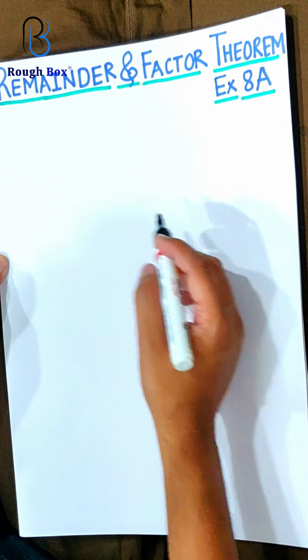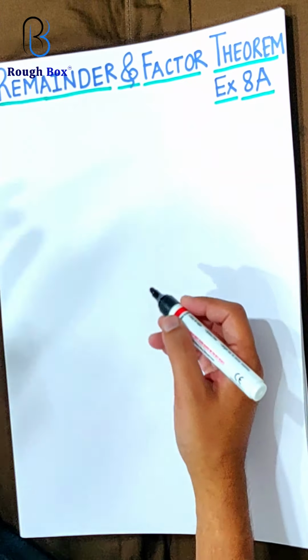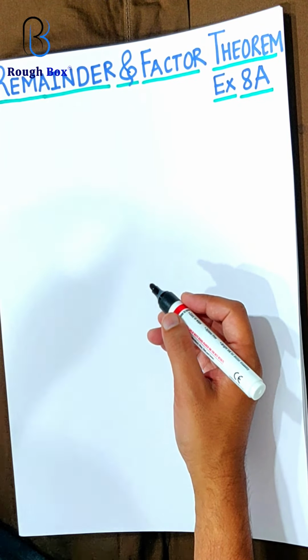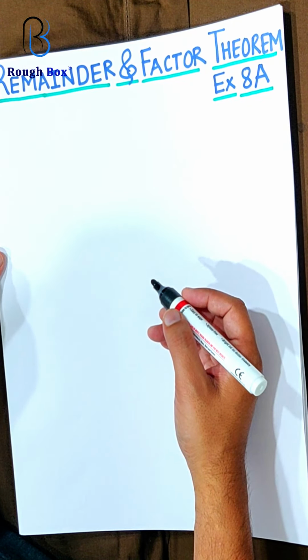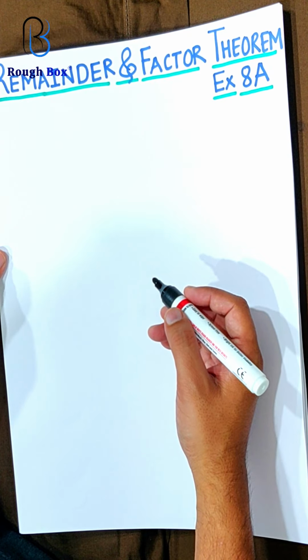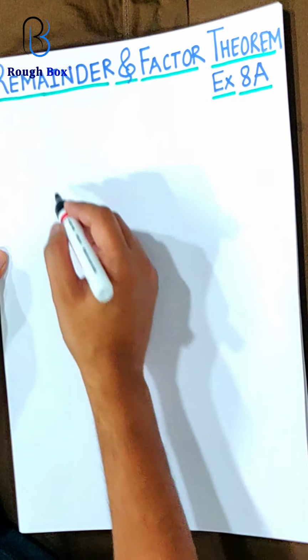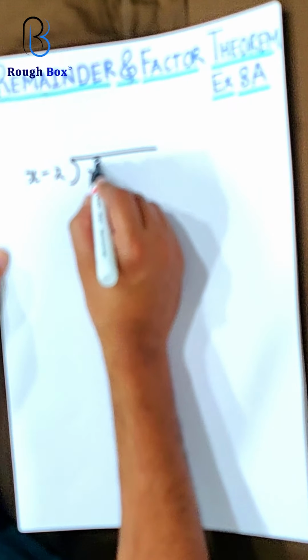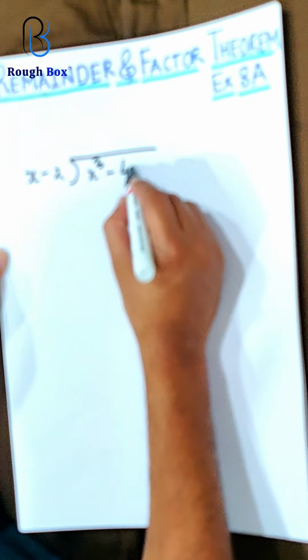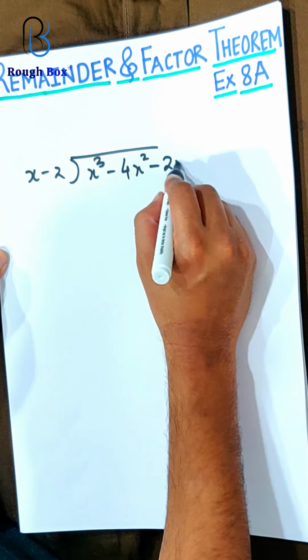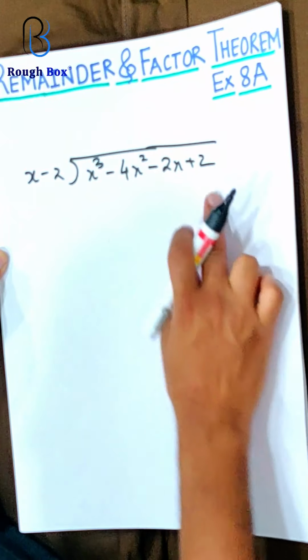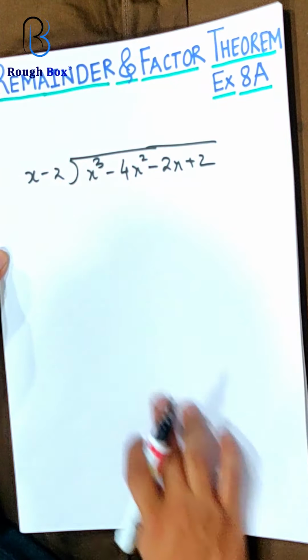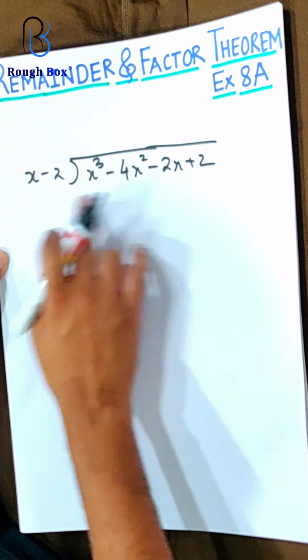Remainder and factor theorem. So basically, in this chapter, we are going to try and find the remainder when something is divided by something without actually doing the division. Let's take an example. If x minus 2, we are dividing with this. This is just a basic polynomial and I have another binomial. So I am trying to divide these two.